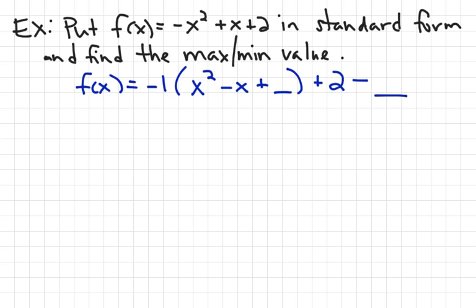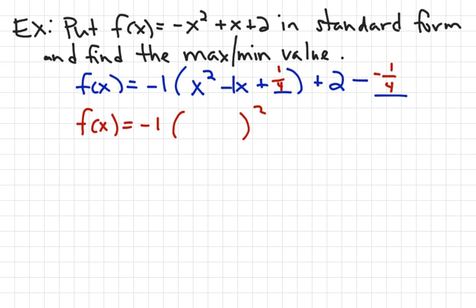The number that goes in the blank this time, since the middle term is negative 1: negative 1 divided by 2 is negative 1/2, squared is positive 1/4. The number that goes in the next blank is negative 1/4, because you have to do negative 1 times 1/4. Even though this is a fraction, it works the same way.